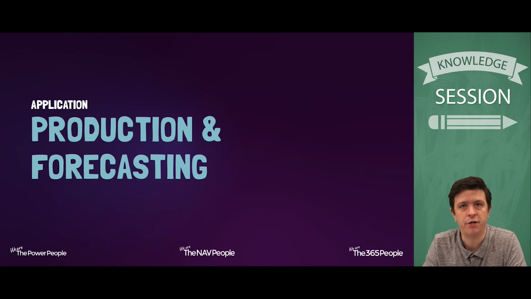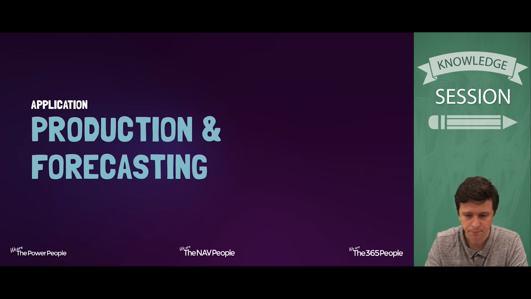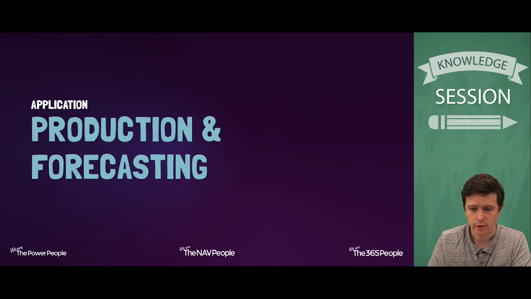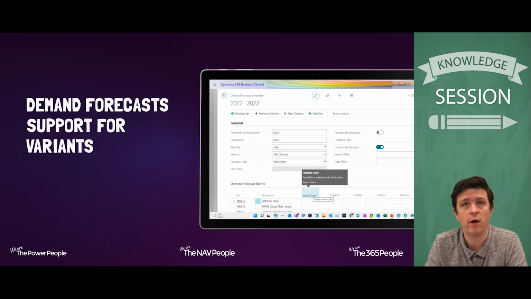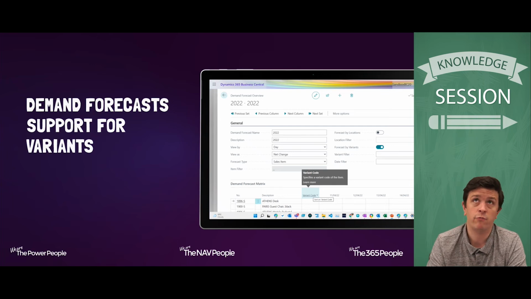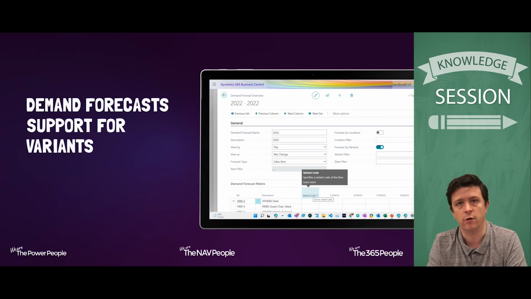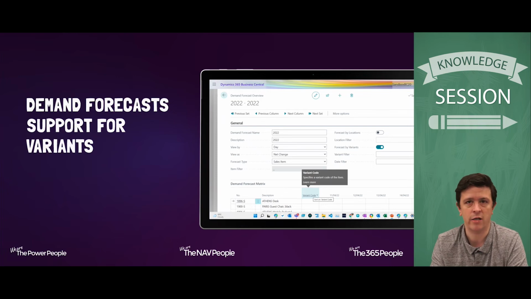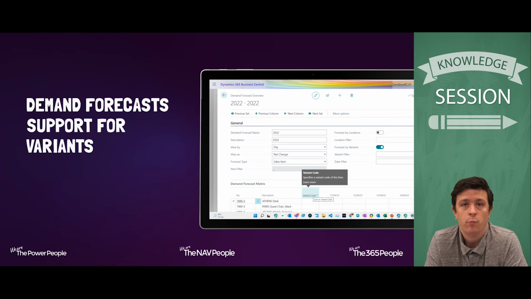Next up is changes in production and forecasting. We've grouped a couple of changes into this area. The first one is the ability for demand forecasts to support variants. Now, this is really important. It was a lot of the reason that people that do manufacturing and production often couldn't use demand forecasts, because they have variants on their item setups, and it simply wasn't supported in the data structures previously.